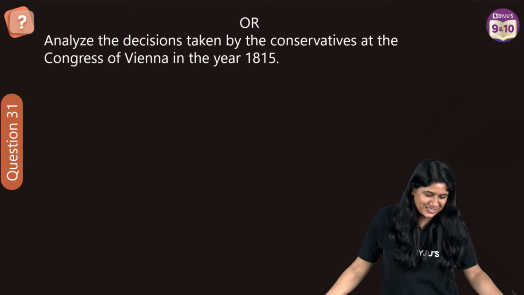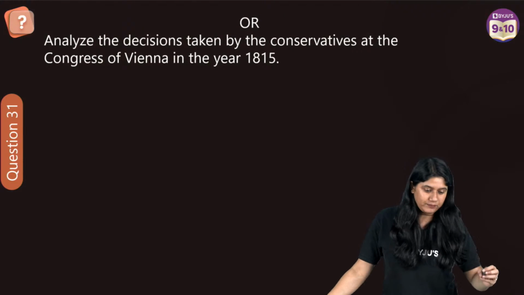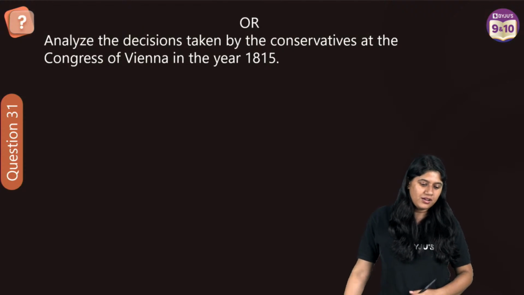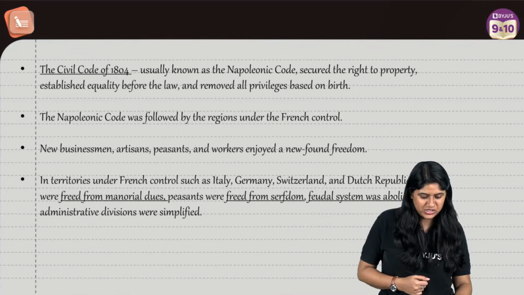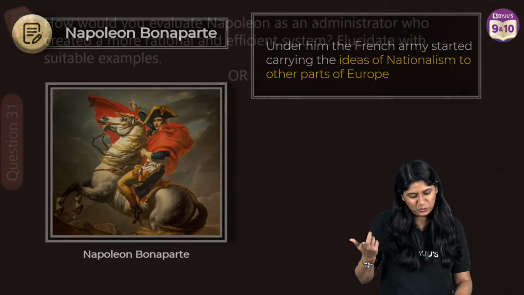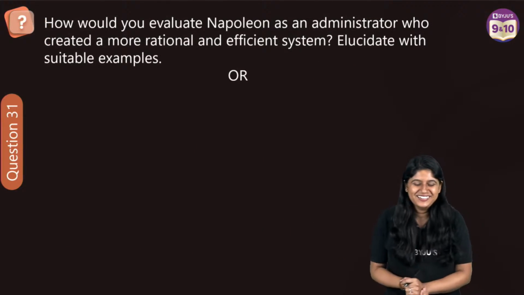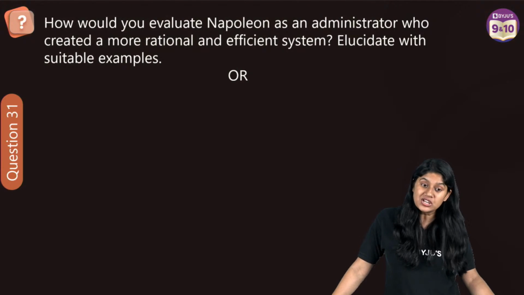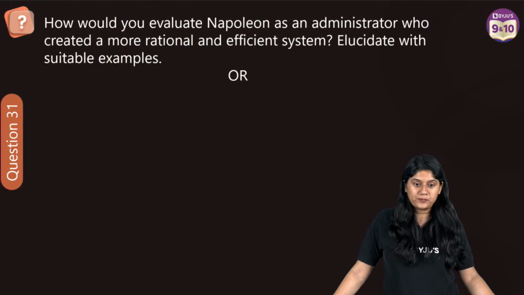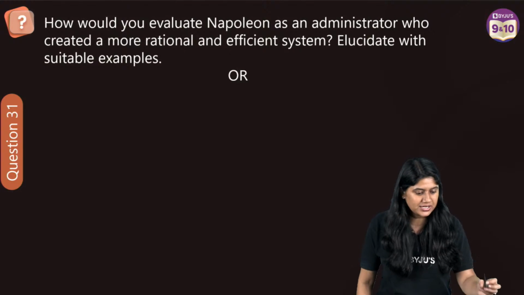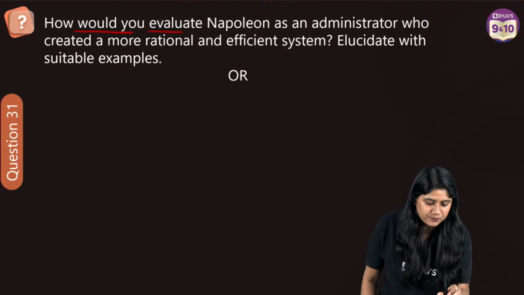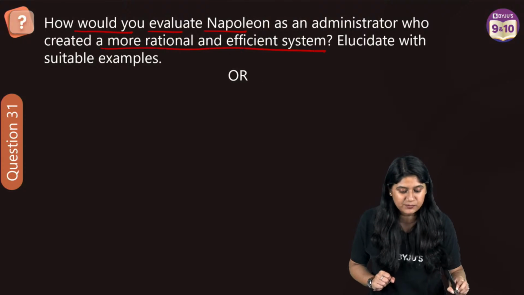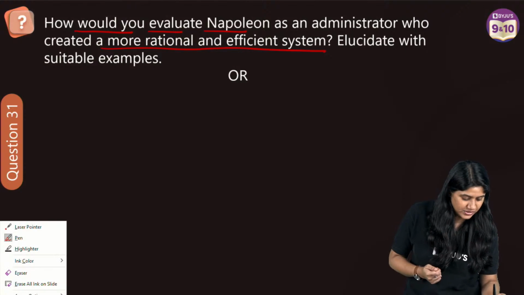चलो everyone. Let's quickly look at the question number 31, and we have to analyze this question. And this is, I would say, a very lovely question. There's one more question here. Like, why is the or on the top? It should be on the other side. Okay, everyone. Here we have the next question from the history, from the chapter Nationalism in Europe, right? So the question is, how would you evaluate Napoleon as the administrator who created a more rational and efficient system? Then we have to write with a suitable example.